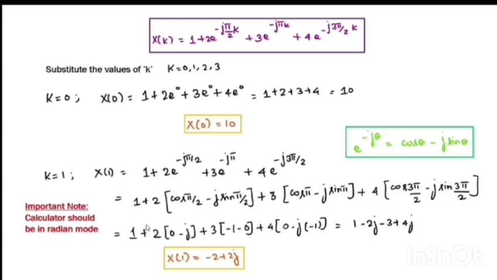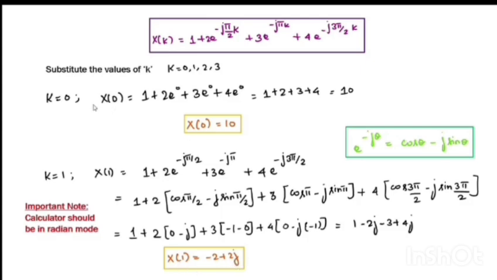We are going to substitute it here. 1 plus 2 into cos pi by 2 is 0, sin pi by 2 is 1. So j in minus j will come as such. Cos pi is minus 1 and sin pi is 0, and cos 3 pi by 2 is 0 and sin 3 pi by 2 is minus 1. If I substitute and simplify, I'll end up like this: 1 minus 2j minus 3 plus 4j. If I further simplify this, 1 minus 3 will become minus 2, minus 2j plus 4j will become plus 2j. So this is nothing but x of 1.